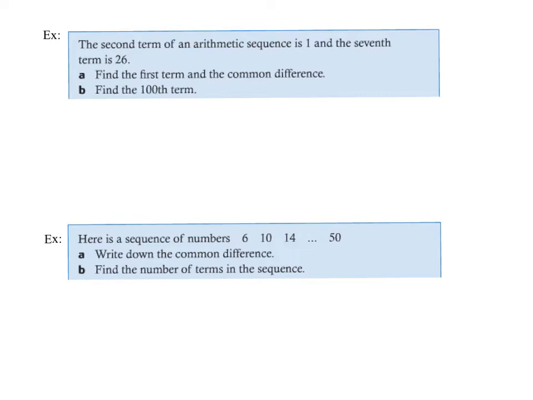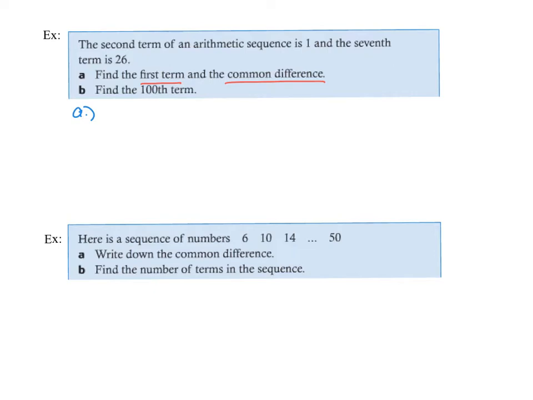Okay, let's take a look at this next example, which says the second term of an arithmetic sequence is 1, and the 7th term is 26. Letter A says find the first term and the common difference. So you'll notice we don't know either the first term or the common difference. All we know is that the second term is 1 and the 7th term is 26. So since there are 2 unknowns here, I need to find the first term and I need to find the common difference. 2 unknowns means that we're going to have to write a system of 2 equations and 2 unknowns.